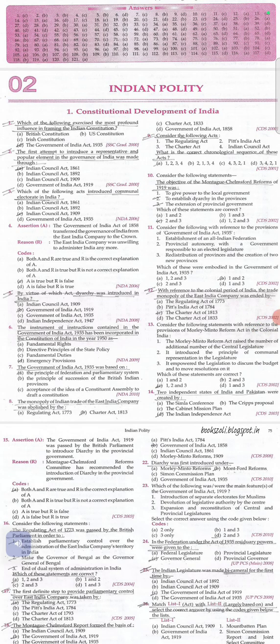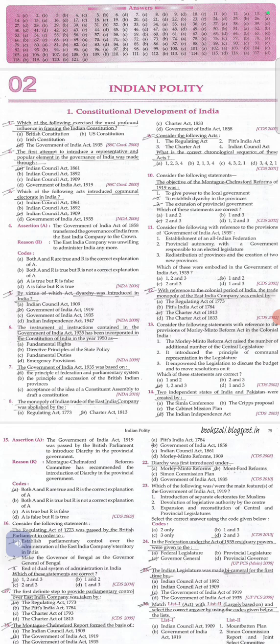Chapter 2, Indian Polity: Constitutional Development of India. Which of the following exercised the most profound influence in framing the Indian Constitution? The Government of India Act 1935. The first attempt to introduce a representative and popular element in the governance of India was made through the Indian Councils Act 1861. Which of the following acts introduced communal electorate in India?